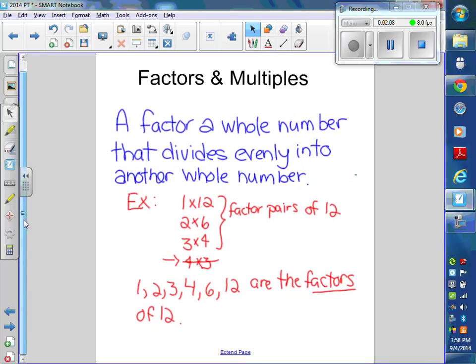Multiples. One thing about factors, when you're looking at this, the factors are always equal to the number or smaller than the number. For example, 1, 2, 3, 4, and 6 are all smaller than 12, and 12 is equal to 12.